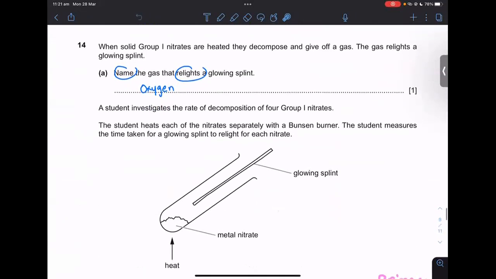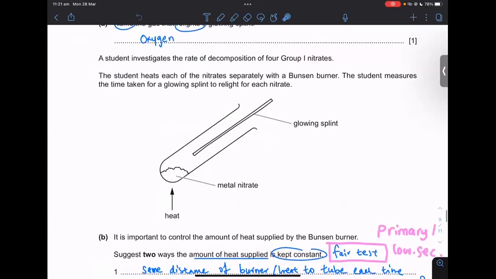This last question is about decomposition of metal nitrate. You don't learn it as a syllabus, but you learn rate of reaction. So this question is about rate of reaction. Relighting glowing splint, that is oxygen. Lime water turns milky, that is for carbon dioxide. And then the burning or lighted splint, the one with the fire, burns with a pop sound, that is hydrogen gas.